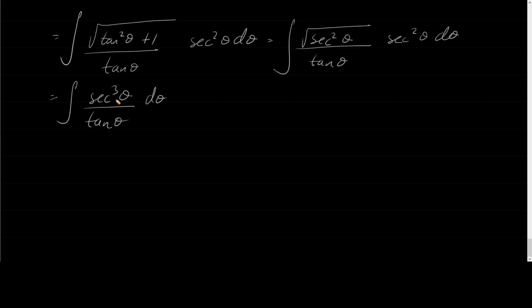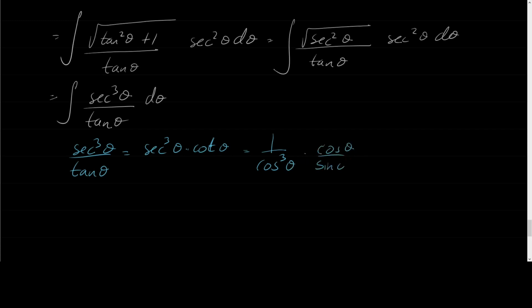In here, secant cubed theta over tan theta will be the same thing as saying secant cubed theta times cotangent theta, right? So dividing by something is multiplying by its reciprocal. From here, secant cubed is really 1 over cosine cubed theta. And then cotangent is really cosine theta over sine theta.